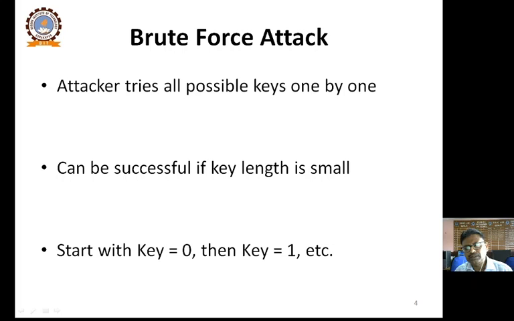So that is why it is always suggested that while using the encryption and decryption algorithm, we should apply a large key whose length is more. And if the length of the key is more, the range of the key will be more. So there will be less possibility of a successful brute force attack.